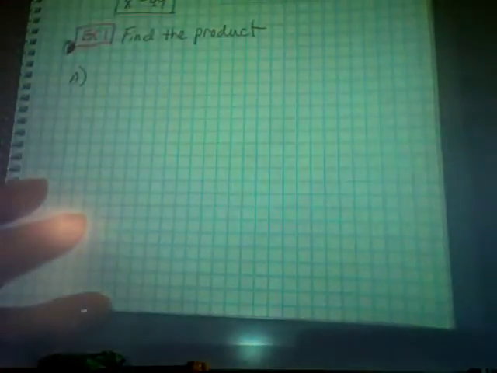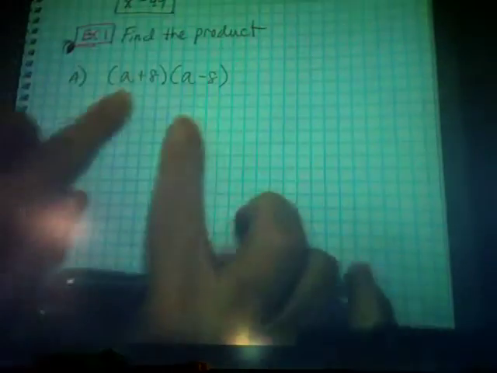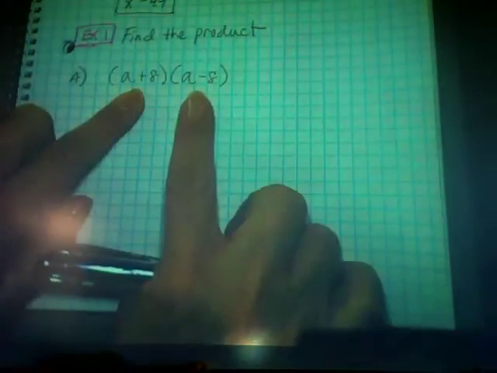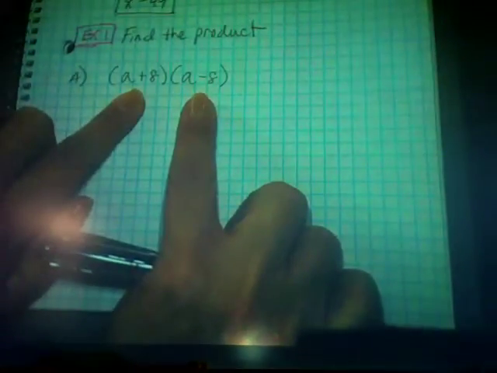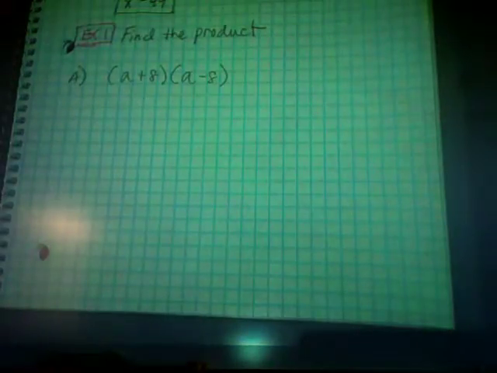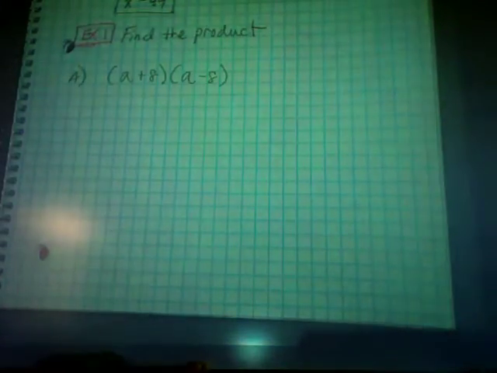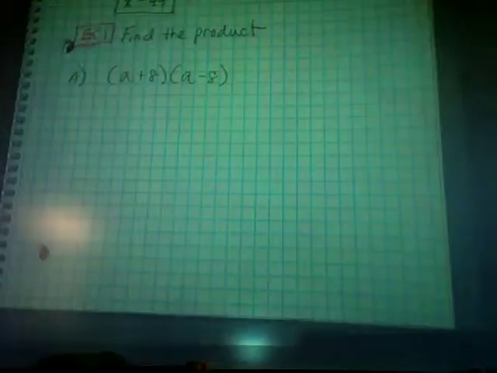Find the product. So I've got 2 different problems in the same example. The first one I want you to do on your own, based on what we just did, a plus 8 times a minus 8. Now I will let you know that they could have the minus binomial in front of the plus binomial. That's okay, it doesn't matter which comes first. So without any work, I want you to write down what the answer is to that.